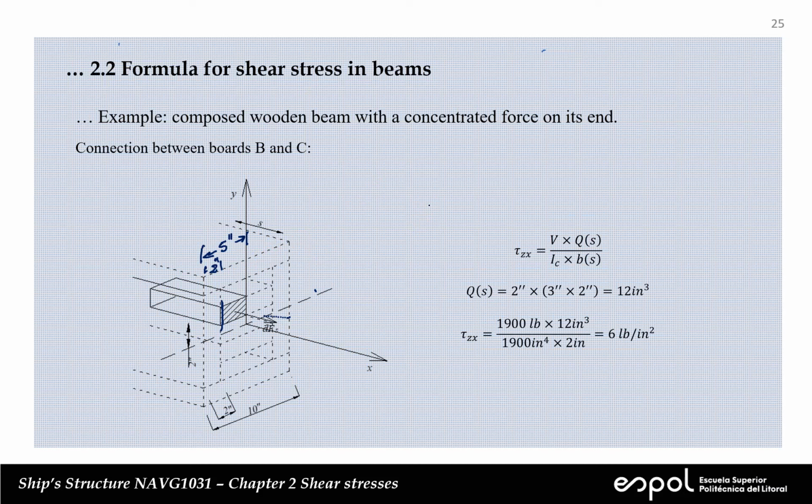So Q is the height to the centroid is 2. The area, as we said, is 3 times 2. So that's 12 cubic inches for the first moment. And the shear stress is 6. Okay. So that's our formula. That's easy and all of that. Okay. Now, let me insist on this. I'm doing this analysis. So the shear stress is pointing in this direction. That value is 6.